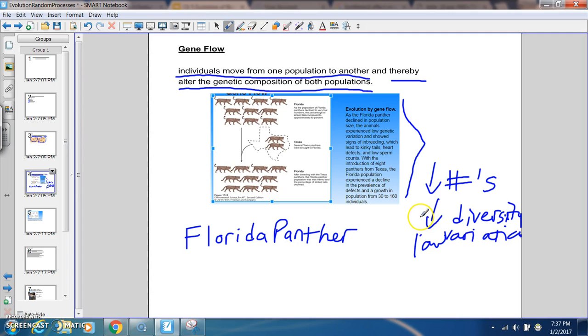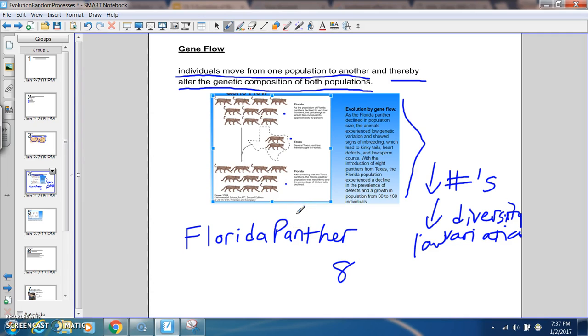So what conservation biologists did was manage this situation by introducing 8 panthers from Texas. As you can see here over time, this is your population. They introduced a few individuals from Texas, and that brought in some genetic diversity. Their population has grown since this introduction from 30 individuals to 160 individuals. This was published in 2015, so it may be a little bit different today, but probably not by much.